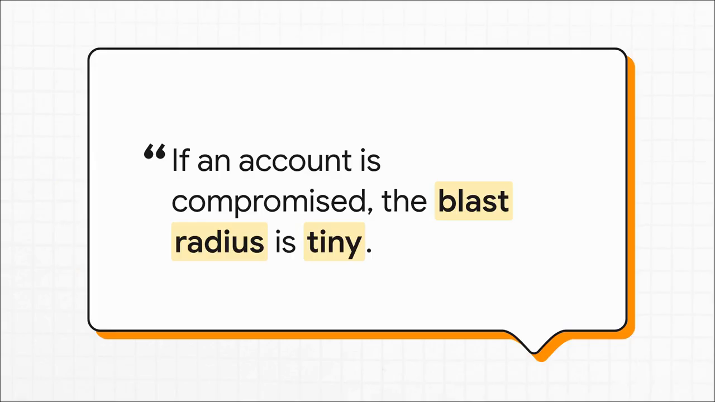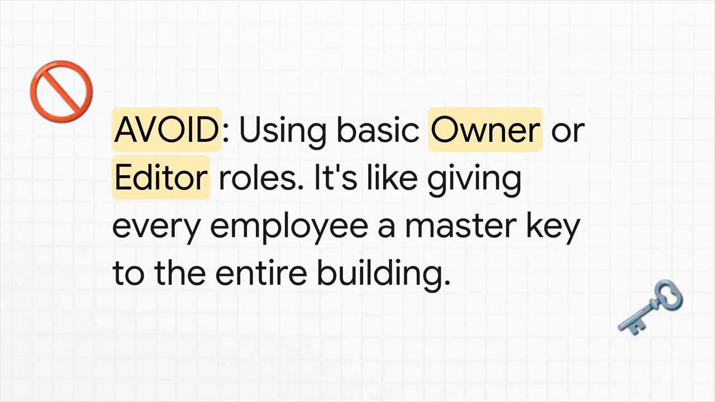And this is why it matters so much. Security isn't just about trying to prevent a breach, it's also about containing the damage if one happens. As the slide says, when you grant only the minimum permissions, a compromised account has a tiny blast radius. But what happens if an owner account gets compromised? Well, the blast radius is your entire project. It's game over.